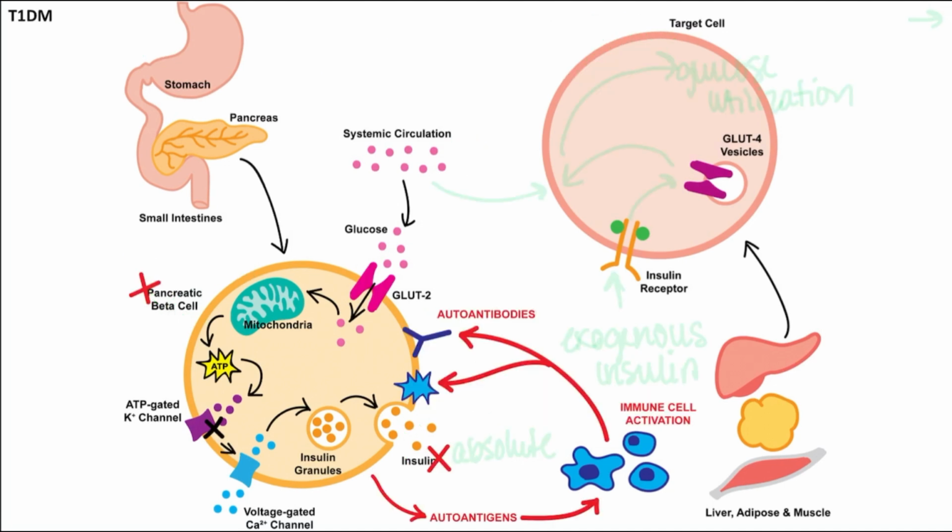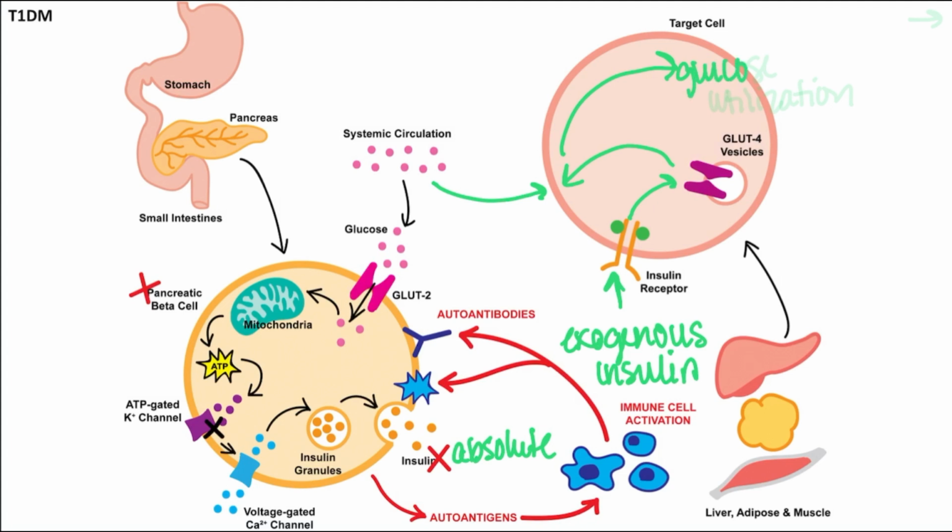So now the only way to correct this absolute insulin deficiency and provide a way for type 1 diabetics to manage their hyperglycemia and utilize glucose in their target cells is by exogenous insulin administration, which will be able to trigger that same sort of cascade that we discussed earlier with endogenously produced and released insulin. So moving to the next slide.